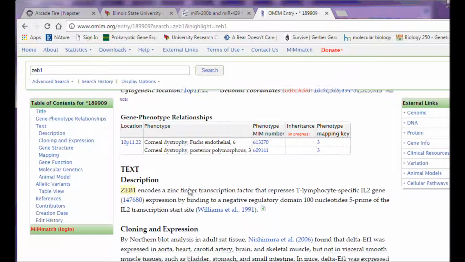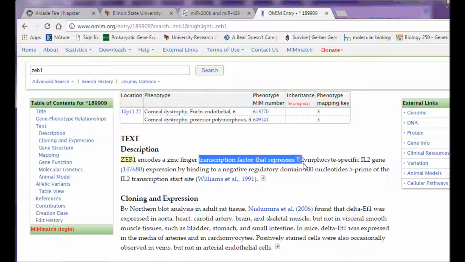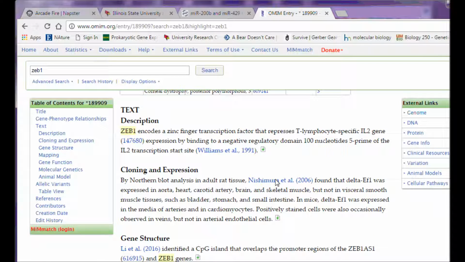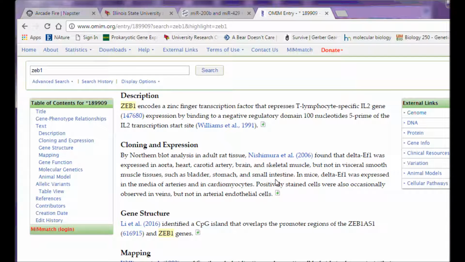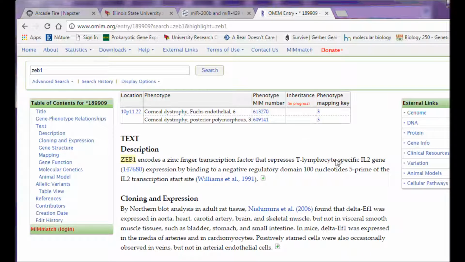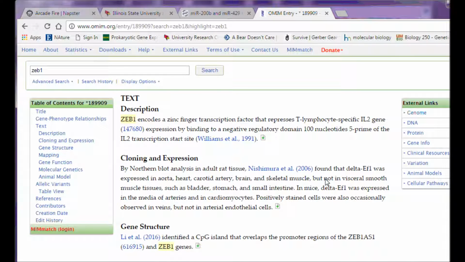And so we have a description of ZEB1. ZEB1 encodes a zinc finger transcription factor that represses T lymphocyte-specific interleukin-2 gene expression by binding to a negative regulatory domain 100 nucleotides 5' of the interleukin-2 transcription start site. So we've looked at ZEB1's transcriptional repression of luteinizing hormone, but apparently it suppresses a bunch of different things. Suppressing luteinizing hormone might just be one function, and here we're seeing it also suppresses interleukin-2, which is a gene involved in the immune system.